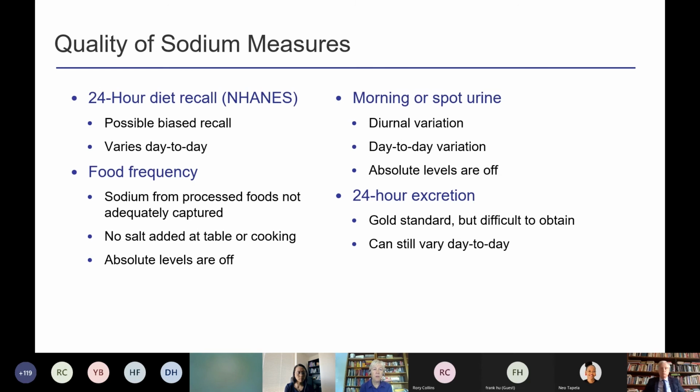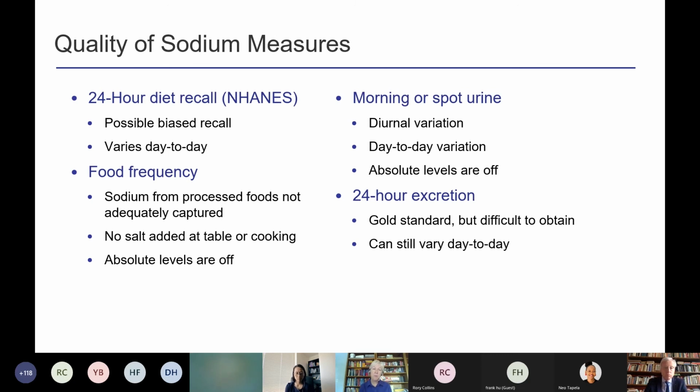One was the 24-hour diet recall. First of all, there's possibly biased recall, so people may not report all the sodium or the chips or whatever they ate the previous day. It also varies from day to day. Food frequency questionnaires have a difficult time capturing sodium because so much of it's from processed foods. So even if it's crackers, it might vary from brand to brand. The majority of what we consume is not naturally occurring, but it's added in food processing or added at the table. And those things are very difficult to capture from food frequency.